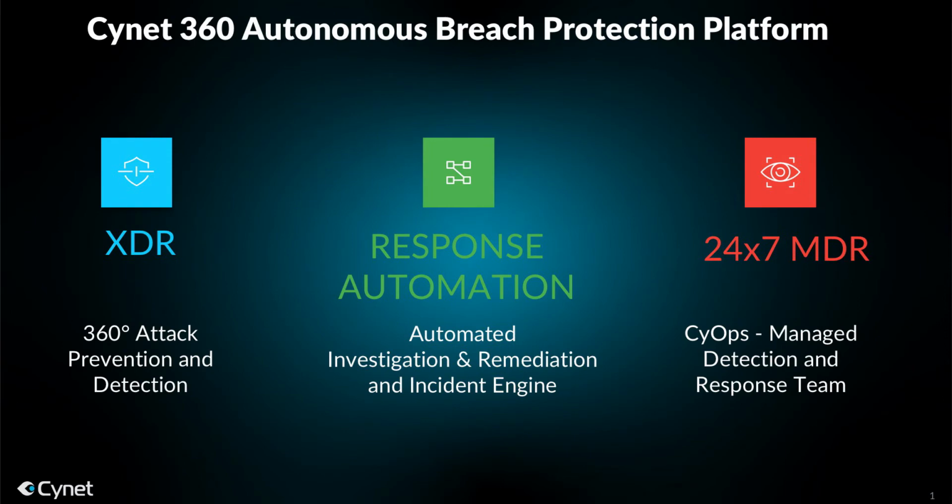Cynet 360 Autonomous Breach Protection is the first security platform to combine extended detection and response, response automation, and full managed detection and response coverage in a single, unified offering. Let's look at the three components of the Cynet platform.